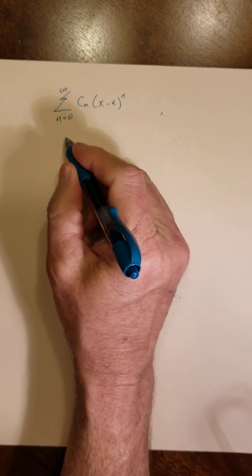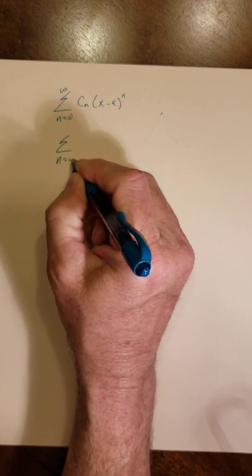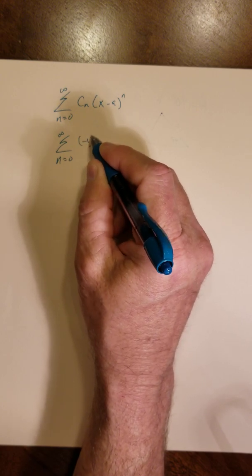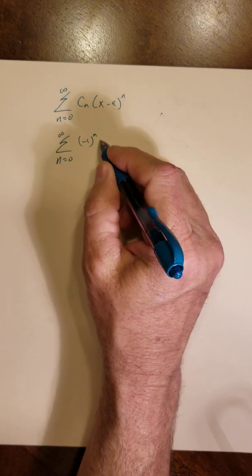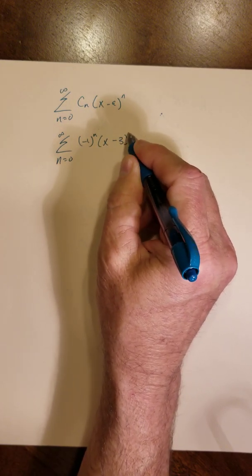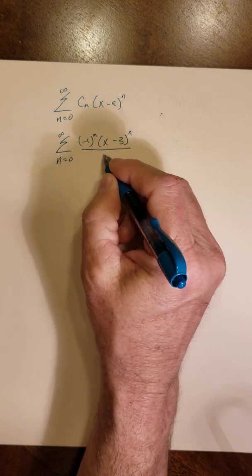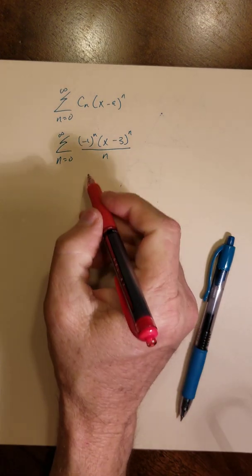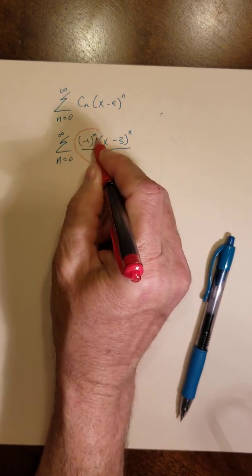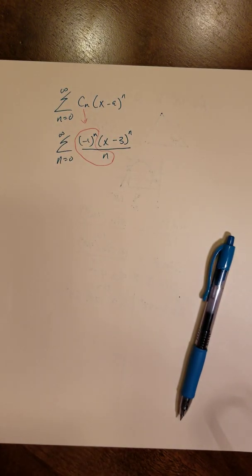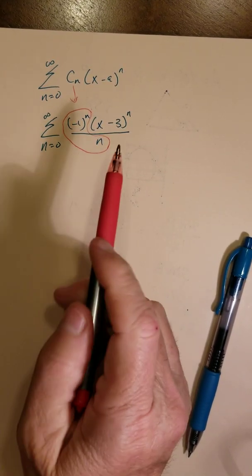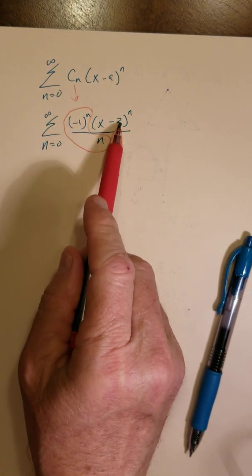So we are going to look at this example, the sum from n equals 0 to infinity of (-1)^n times (x minus 3)^n over n. So what you see here is that my c sub n is this. Okay, so that's my c sub n there. And this is my x minus 3, so a is 3.